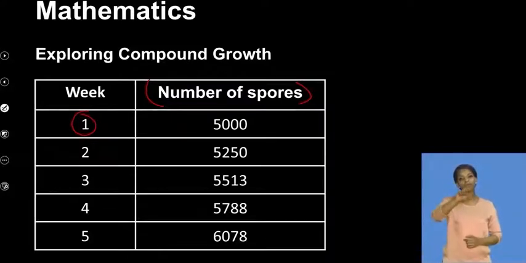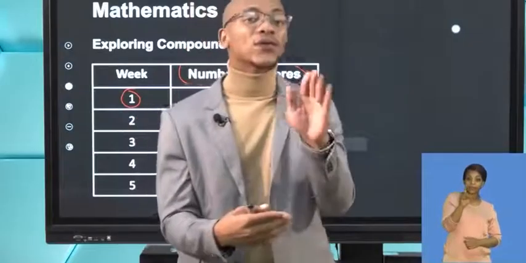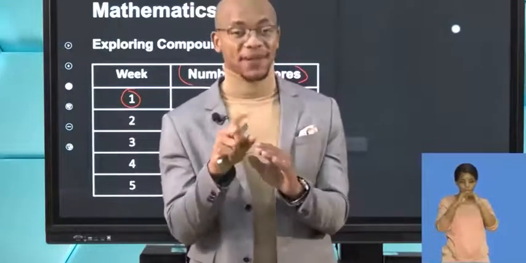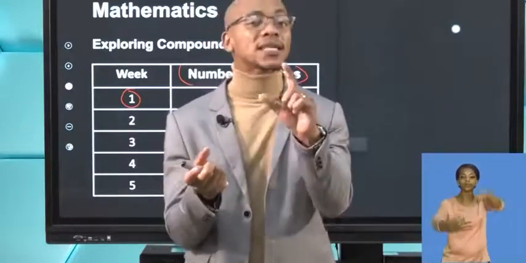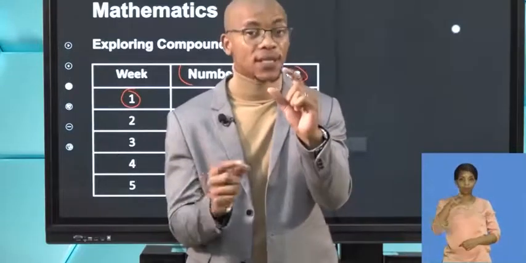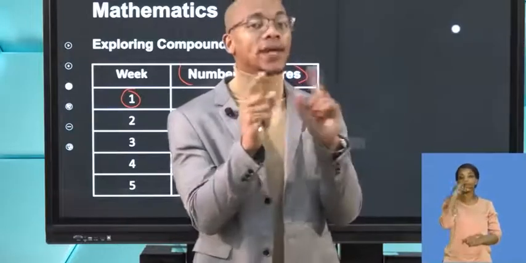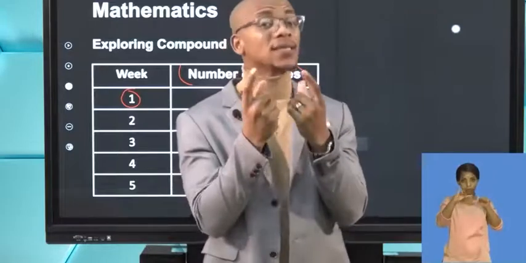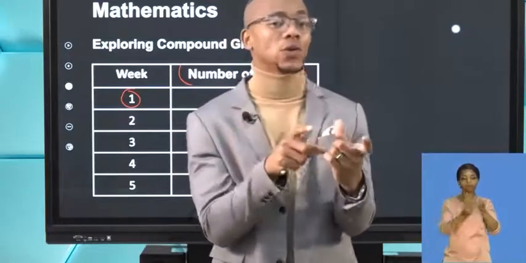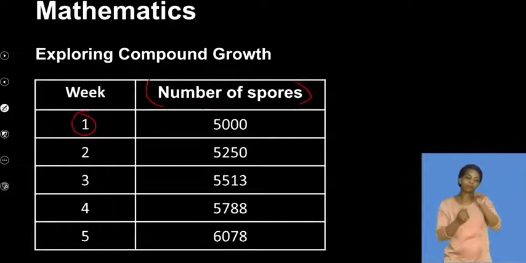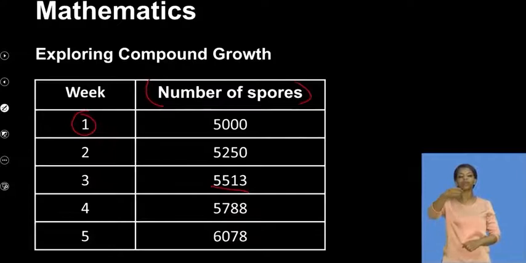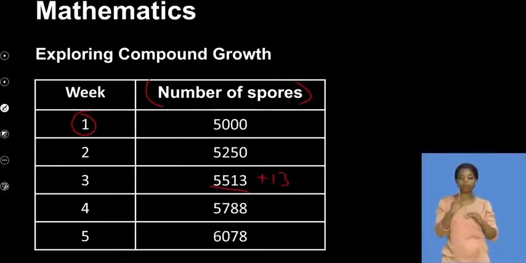If it was constant growth, for the third week it must be 5,500, because it must increase by 250. But if not, then we need to talk about something else. So let's check whether it is constant or not. With week three, it goes to 5,513. Roughly, it's closer to 5,500, but it is actually more by 13 spores.